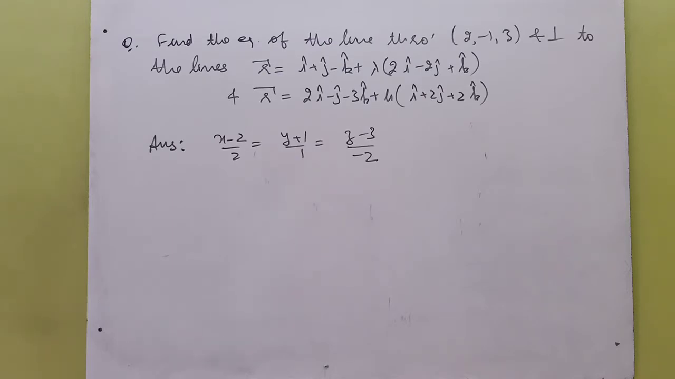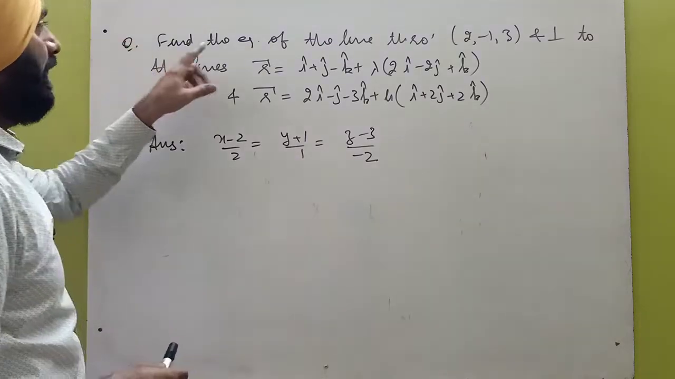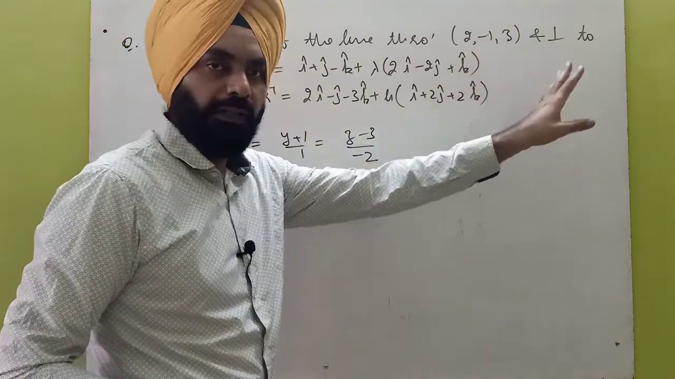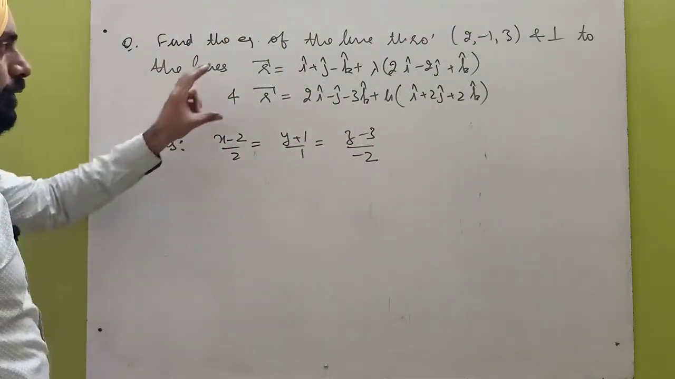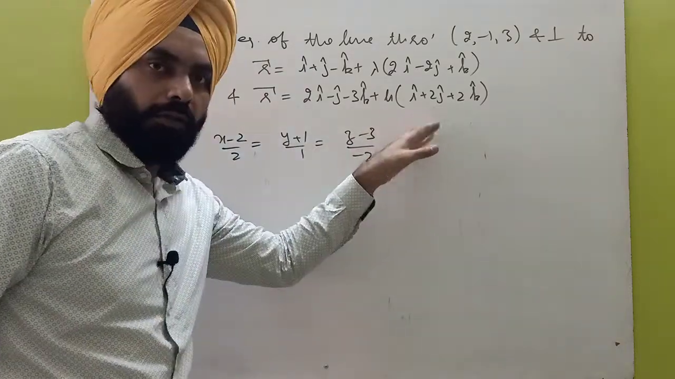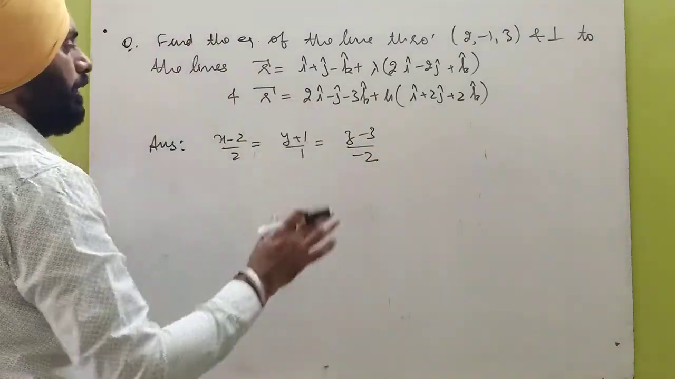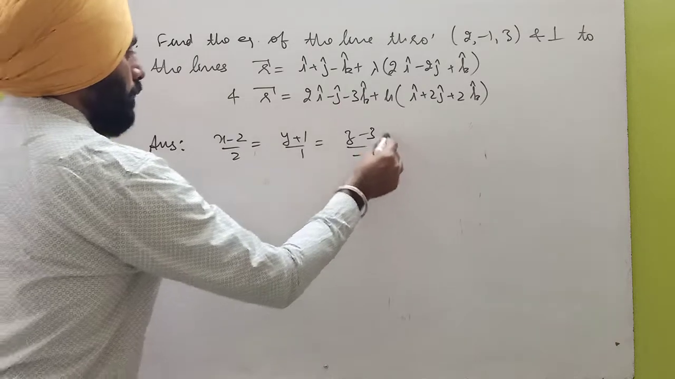Now you can solve this question based on the previous method. Find the equation of the line through the point 2, minus 1, 3 and perpendicular to these two lines. Now the lines are in the vector form. First of all, you can convert these lines into the Cartesian form, or you can solve directly also. And this is the answer of this question.